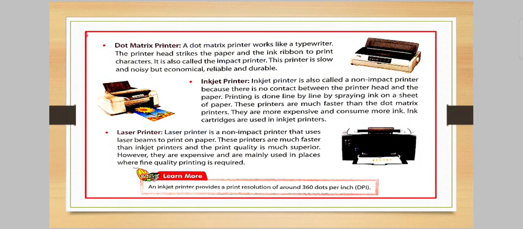Next is the printer. Dot matrix printer. The dot matrix printer works like a typewriter. The printer head strikes the paper and the ink ribbon to print characters. It is also called the impact printer. The printer is slow and noisy but economical, reliable and durable. Okay, that means this printer is very slow.